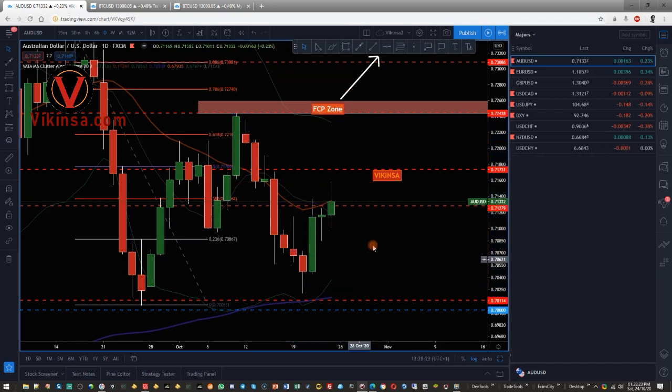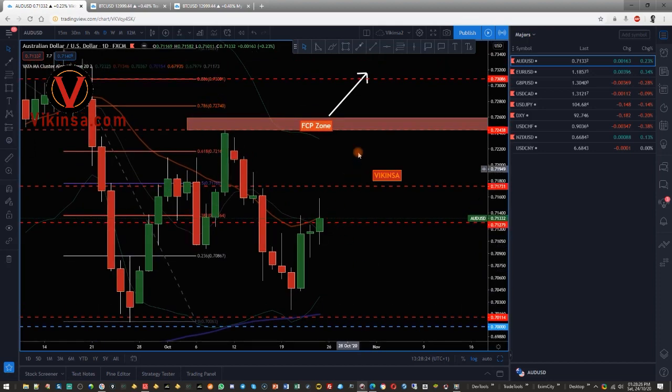Now what do we do? The next step is again to follow these levels which we have. If the market starts to move upwards, these are all the levels that we have. Okay, so they can be, okay, there is another one actually.